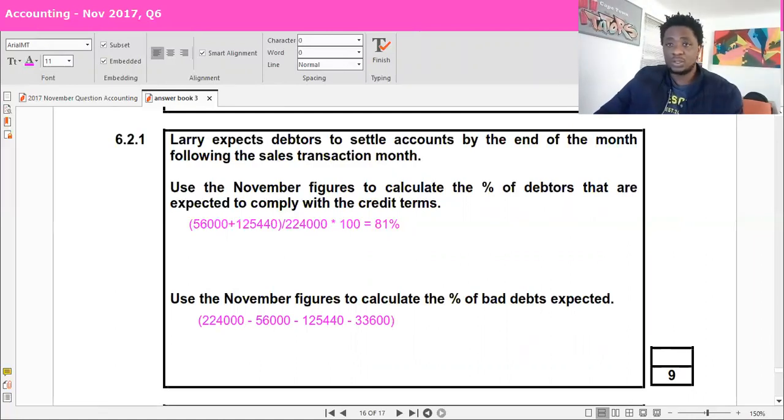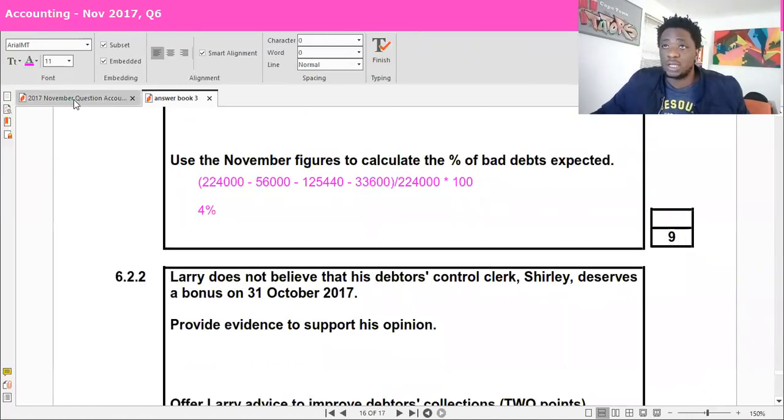And then any amount that is unpaid, because you say 56,000 is paid, 125,440 is going to be paid, 33,600 is going to be paid as well. The remaining amount that's not being paid is the amount that will be written off as bad debts. So you divide again by the 224,000 because that was the original amount, and then you multiply by 100, and your percentage would be 4%. So you expect that 4% of the debtors will not pay. All right, cool. Now let us move on to the next question.